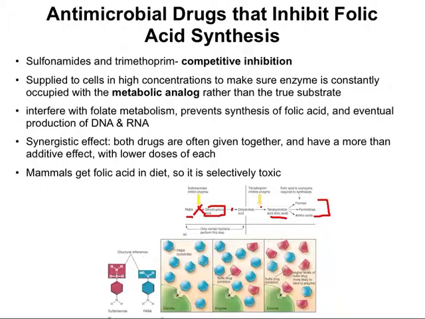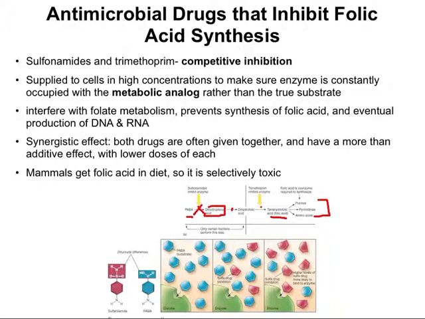Often sulfonamides and trimethoprim are used in conjunction because they have a synergistic effect. That is, both drugs given together have more than an additive effect, and it requires lower doses of each drug for the desired effect. So essentially, when they're prescribed together, they work better with lower doses.